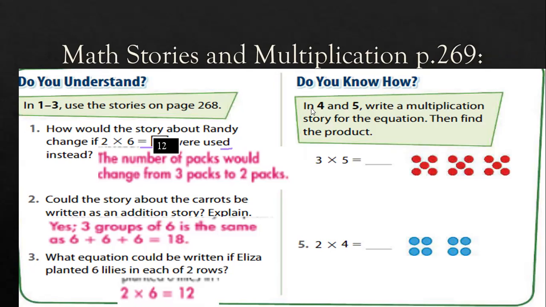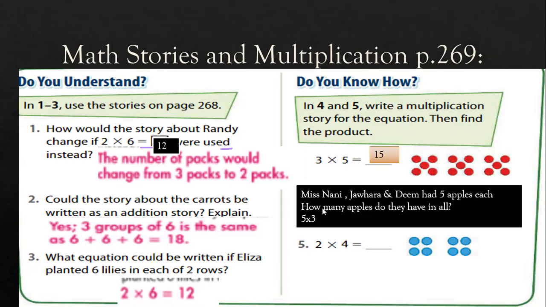Now, in 4 and 5, here, this is 4 and 5. Write a multiplication story for the equation, then find the product. Okay, so I have written that 3 multiply 5 is 15. You can add the buttons, you will find 15, or you can only multiply 3 multiply 5. You can add 5 three times or 3 five times. And this is the story that I have written.